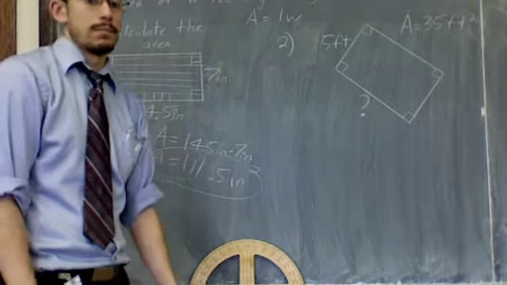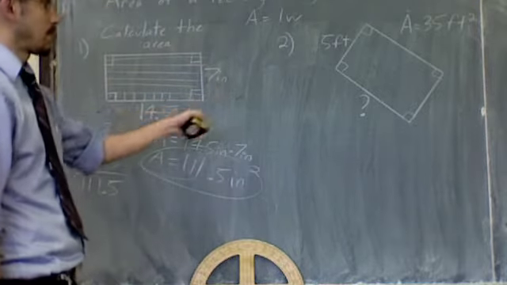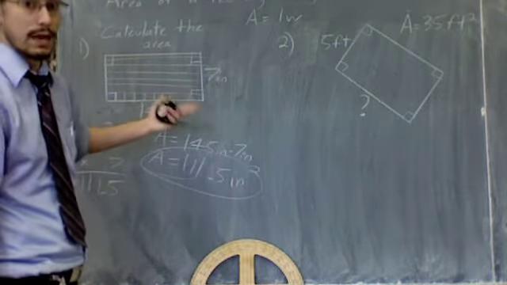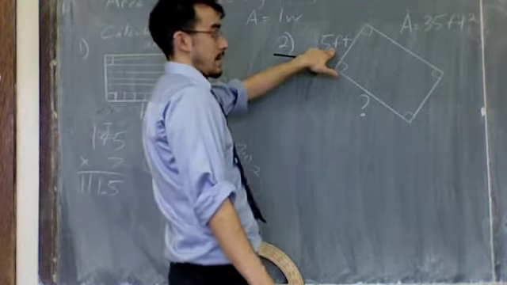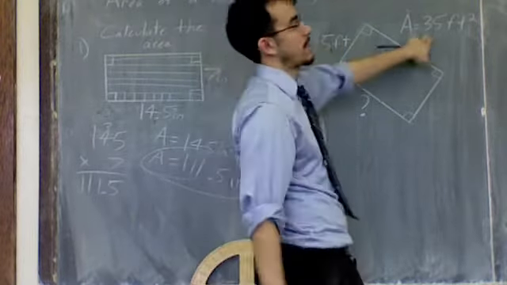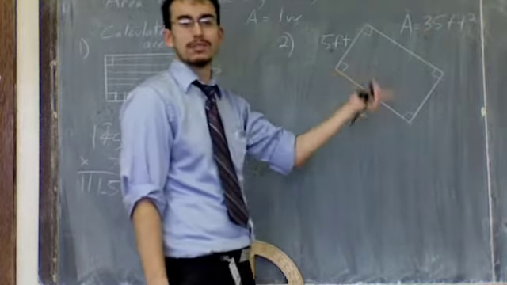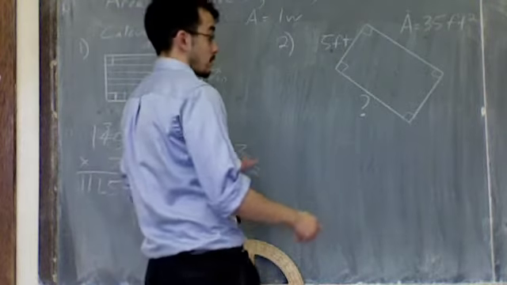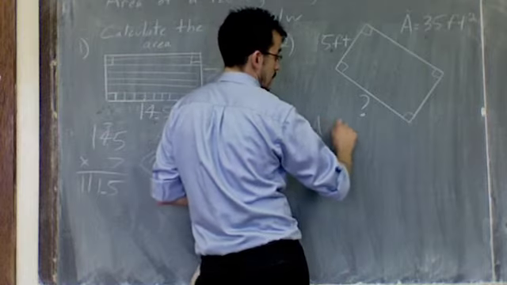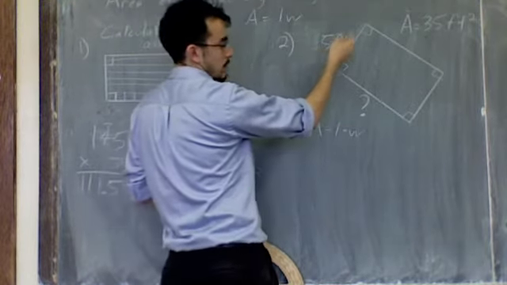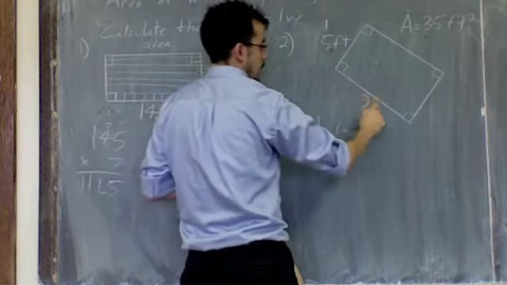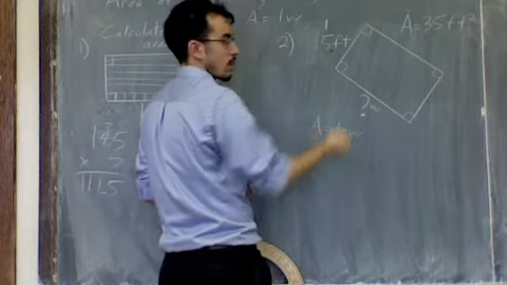Looking at the second problem. Now, the difference between this problem and that problem: in the first, you were given the measurements, or I gave them to you anyway. In the second problem, I gave you one of the measurements, either the length or the width, and I gave you the area. So now you kind of know the answer. Now you're going backwards. So your formula is area equals length times width. I don't really care what you consider this to be. For now, I'll consider this to be my length, and I want the width. You can do it the other way if you want.